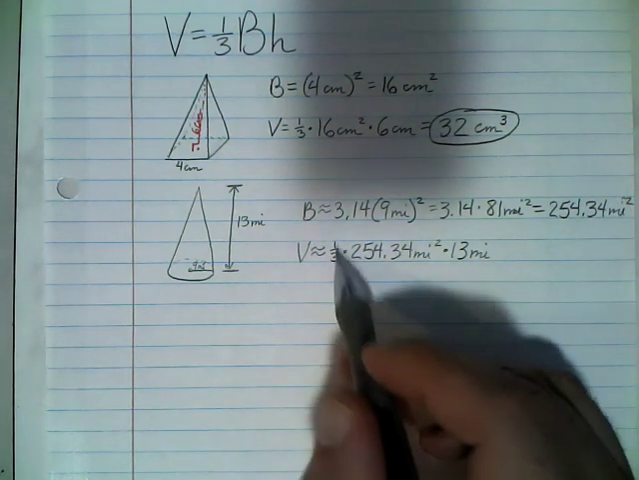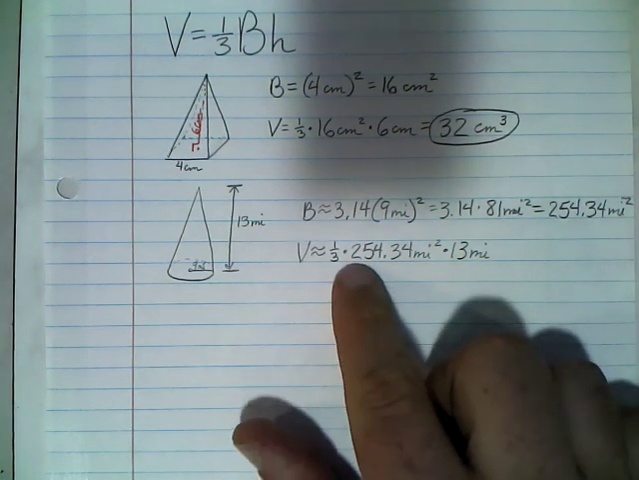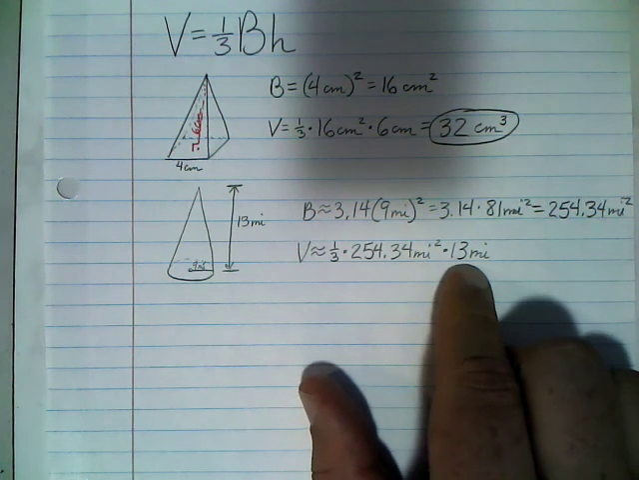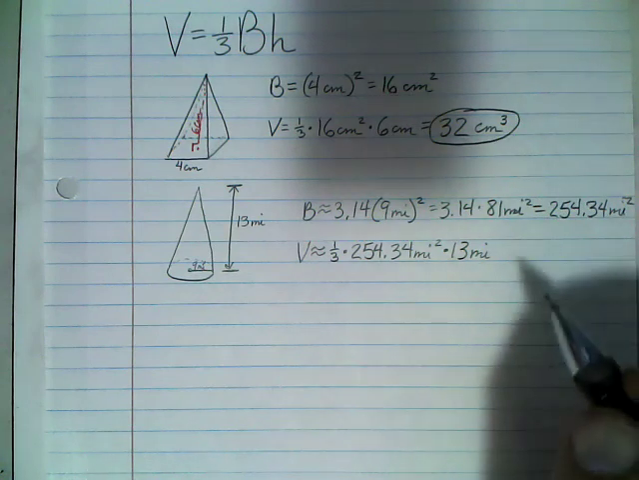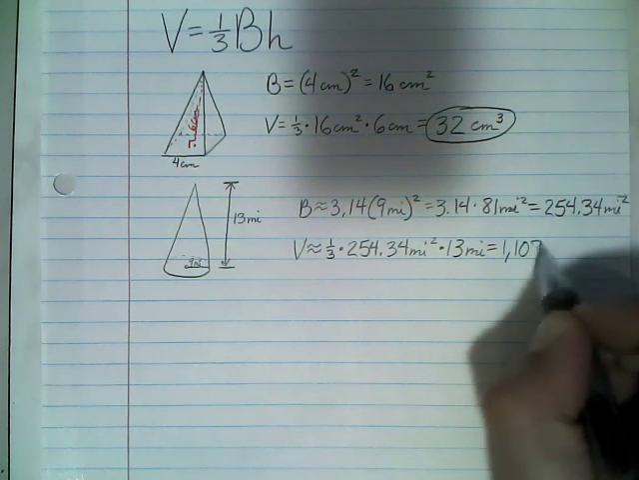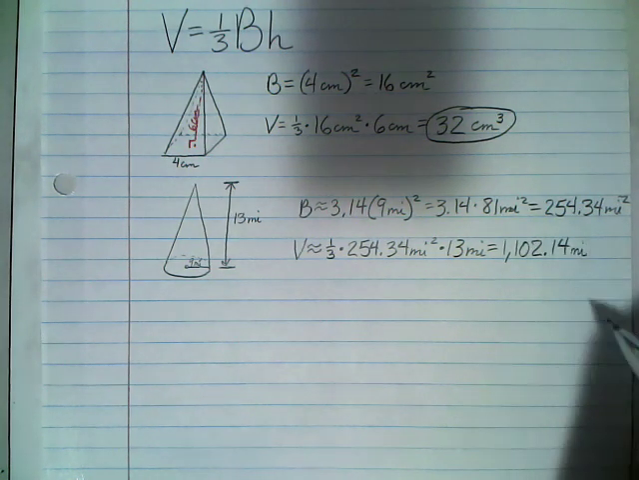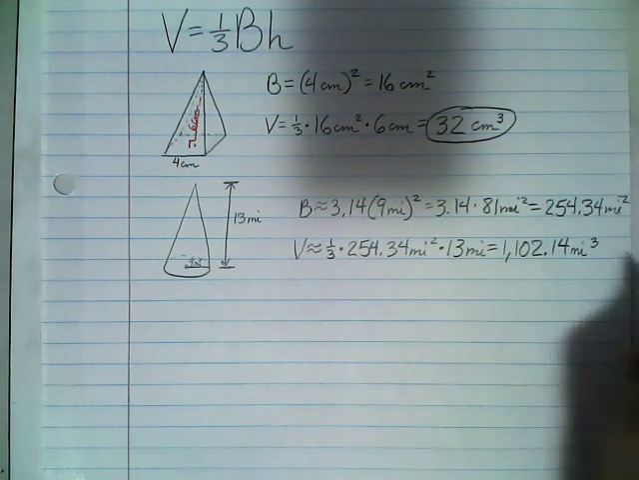Now remember here that multiplying by 1/3 on your calculator is basically going to be like dividing by 3. So I would, in my calculator, throw in 254.34, multiply that by 13, and then find 1/3 of it, divided by 3. And if you do that, it's actually going to come out with a nice number. It's going to come out with 1,102.14. And now here I've already got square miles, times another mile will give me cubic miles.